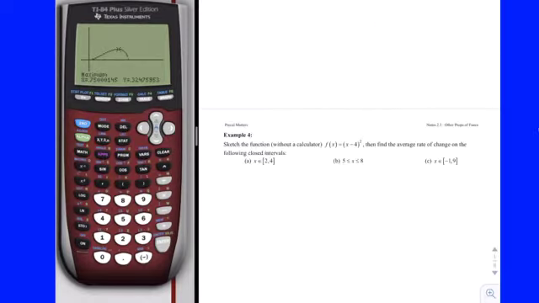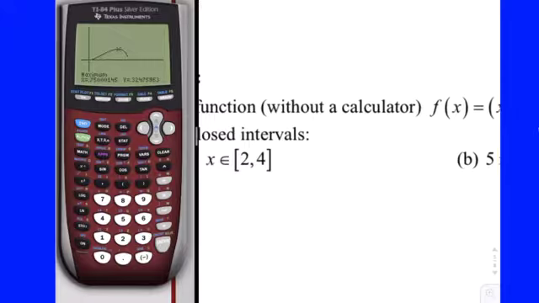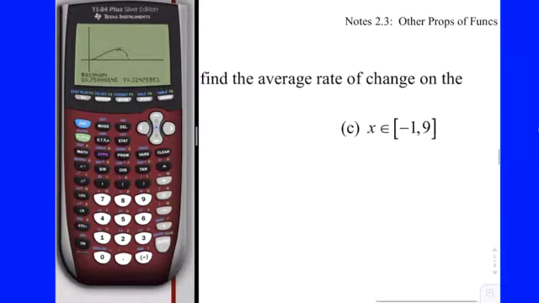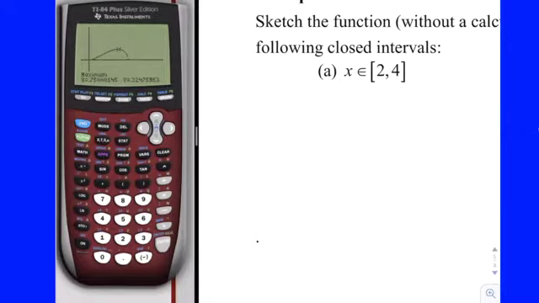All right, so let's try it out. Example 4. Sketch the function without a calculator. You have it in front of you, so if you need to verify, that's fine. There it is, and then find the average rate of change on the following closed intervals.